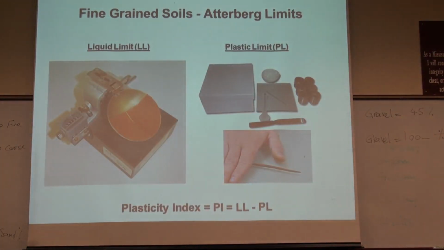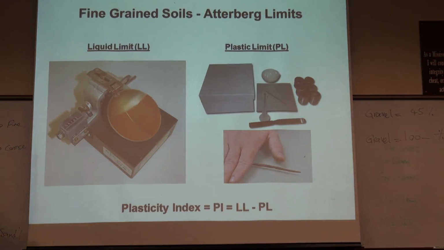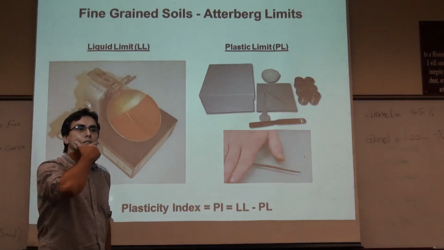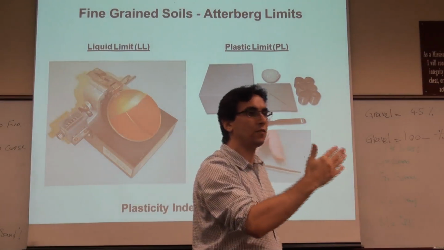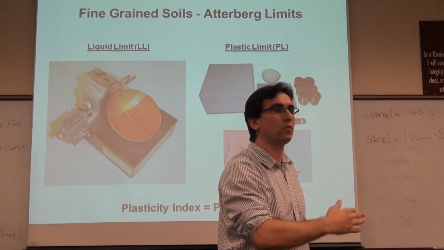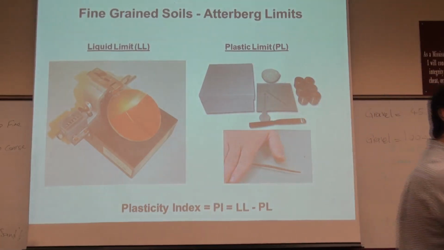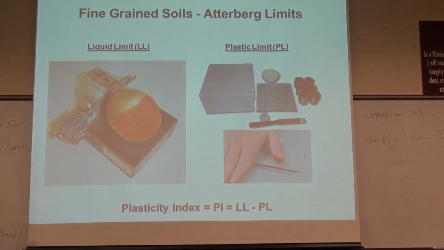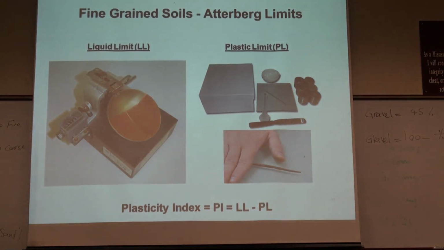And those are Atterberg limits. We have the liquid limit, plastic limit, and also the shrinkage limit. Basically, those limits are moisture contents that transfer the soil mass from one phase to another phase. For example, when we say liquid limit, it's the moisture content that transfers the soil from the plastic phase to the liquid phase.